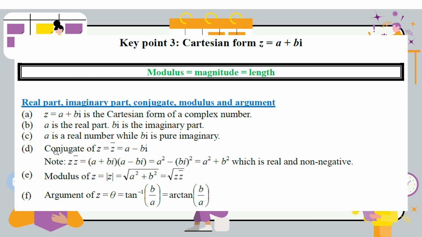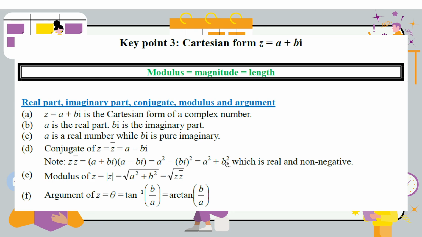Conjugate is the partner of Z. We call it Z bar. It's the conjugate of Z. It just flips the imaginary part: a minus bi. Don't flip both, just flip the imaginary part. And you'll find something very funny: Z times Z bar becomes a real number, a squared plus b squared.